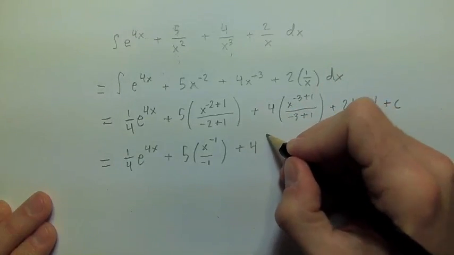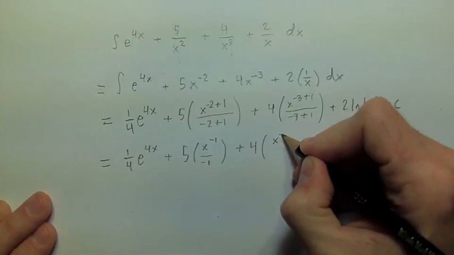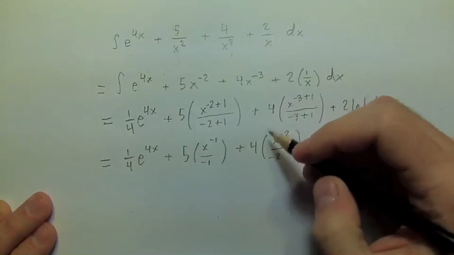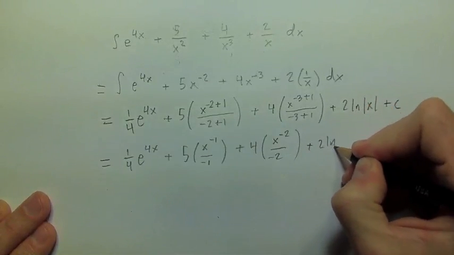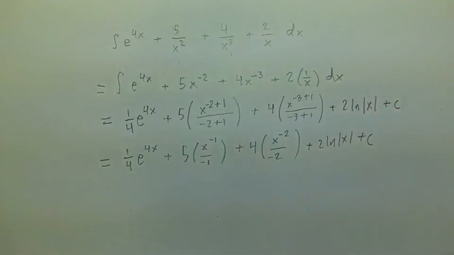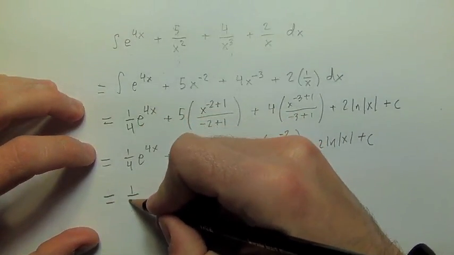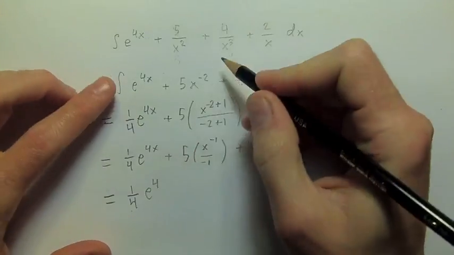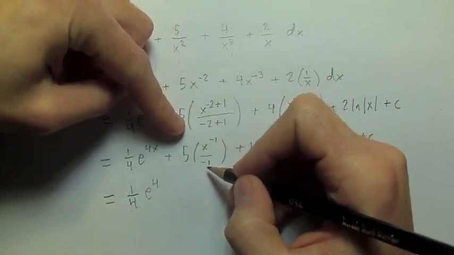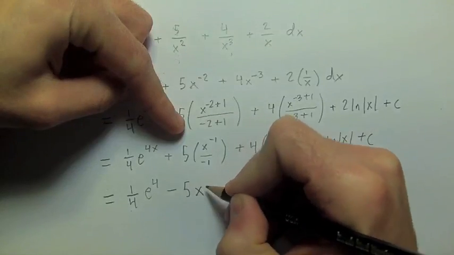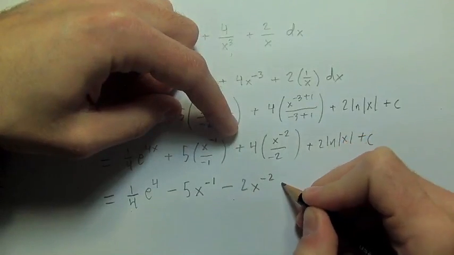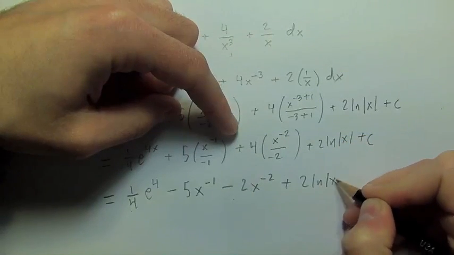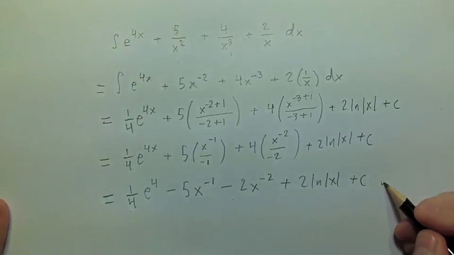But then this will be 4 times, this will be x to the negative 2 over negative 2. So this is going to simplify down some, right? We'll cancel with the 4. And the plus 2 ln absolute value of x stays that way, and we get plus c. Okay. So finally, final step. Yes, you could skip to this one from here if you wanted, but dividing by a negative, that'll be minus 5x to the negative 1. This will be minus 2x to the negative 2 plus 2 ln absolute value x plus c. And there we have it.